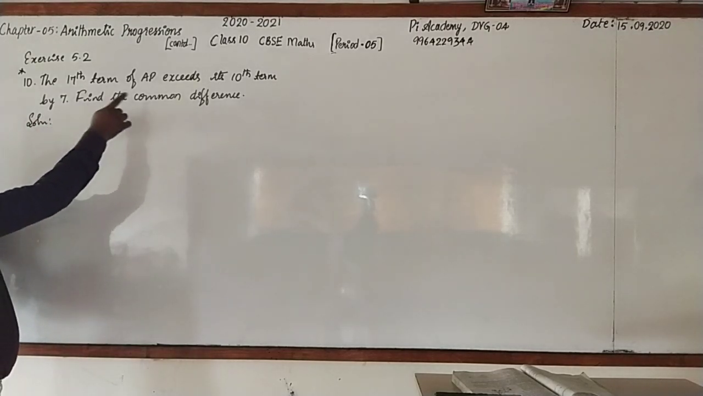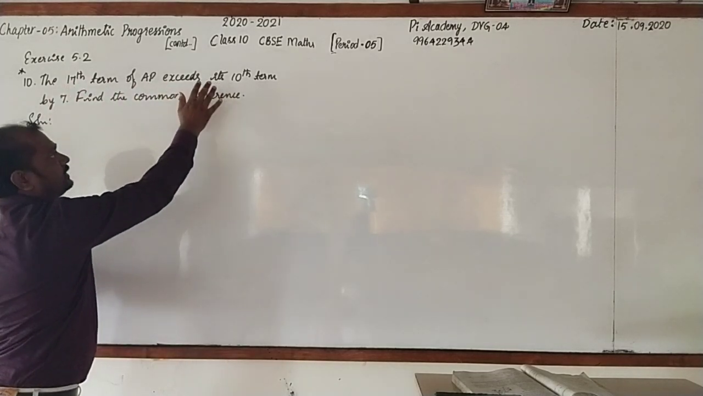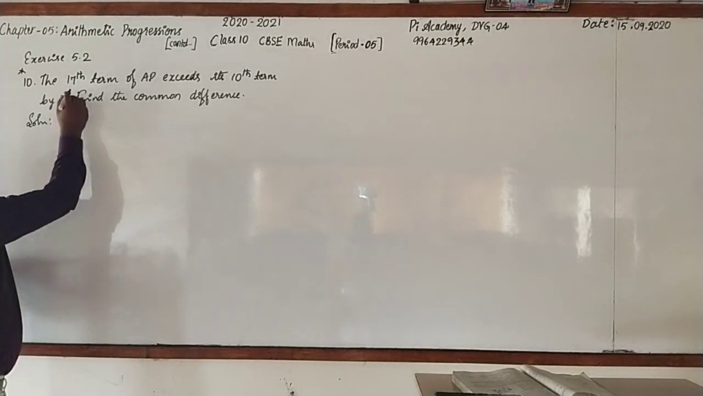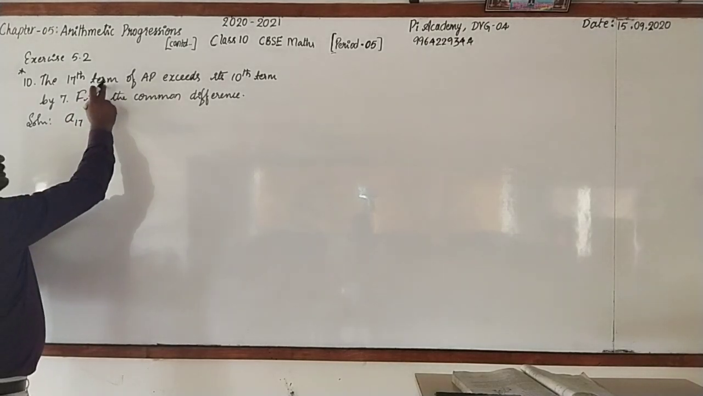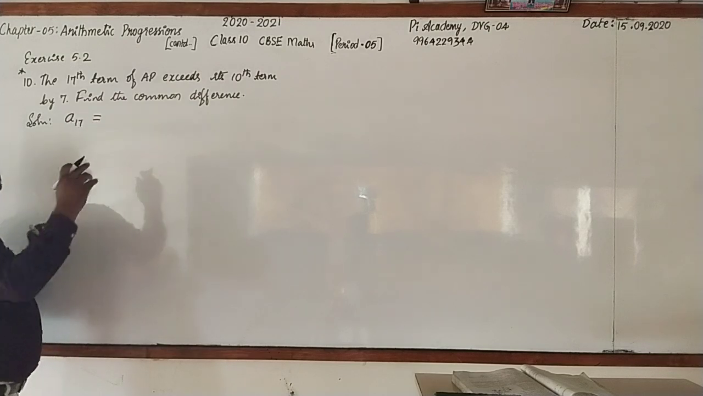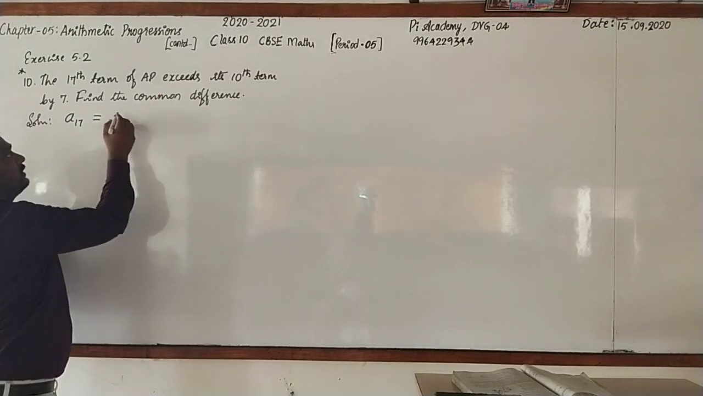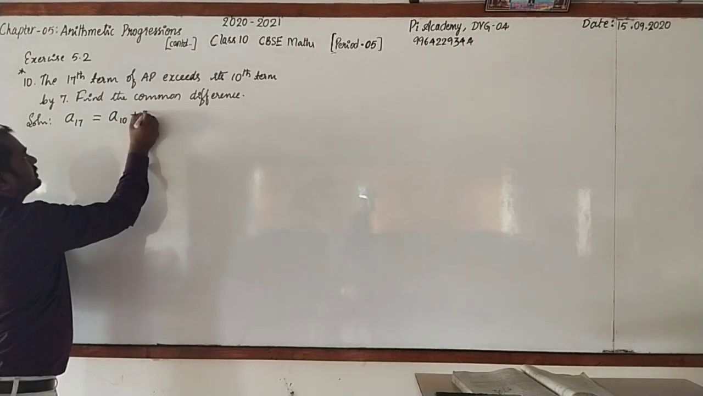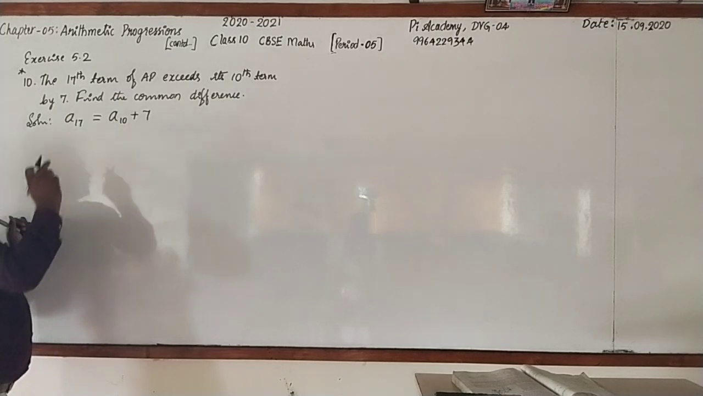There is a reason, because only one statement is there. See, the 17th term of an AP exceeds its 10th term by 7. Here I'll write the 17th term. How do you write it? It is A17. The 17th term of an AP exceeds the 10th term by 7, means it is more than the 10th term by 7, or 7 more than the 10th term. So the 10th term, A10, plus 7. The 17th term is 7 more than the 10th term.